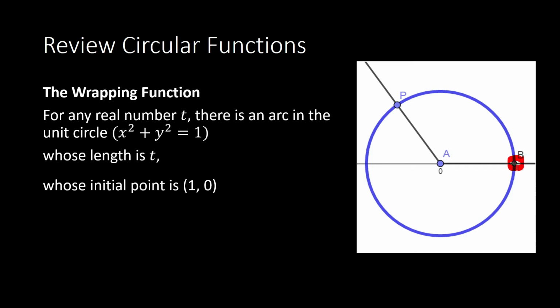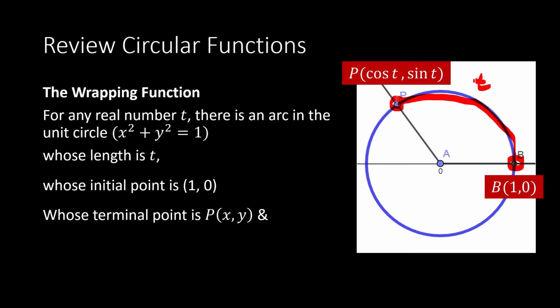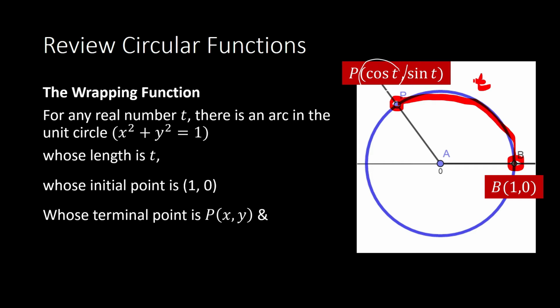The initial point will be this one. And then that line segment will produce an arc around our circle. This arc has a terminal point with coordinates x, y. And guess what? What is cosine of t? This is t, the length of our arc. So what is cosine of t? The first coordinate of the terminal point of your arc, that is cosine of t. The second coordinate of the terminal point of your arc is sine of t.